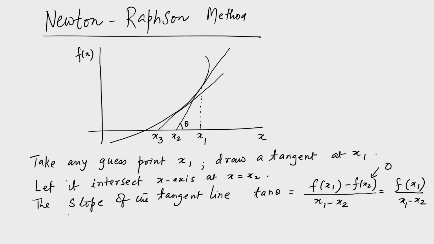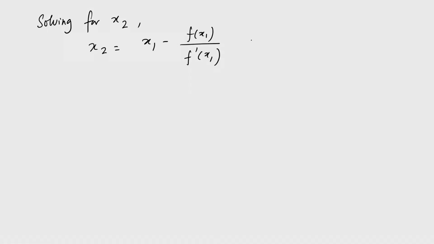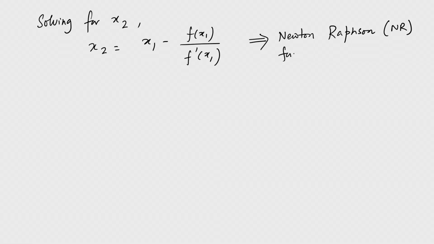Now, solving for x 2, one gets x 2 equal to x 1 minus f of x 1 divided by f prime of x 1, and this is precisely called the Newton-Raphson formula, and in short we will call it the NR formula. So, this is the iteration formula.